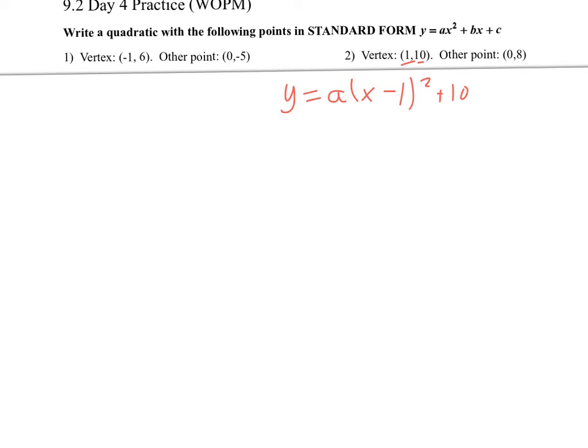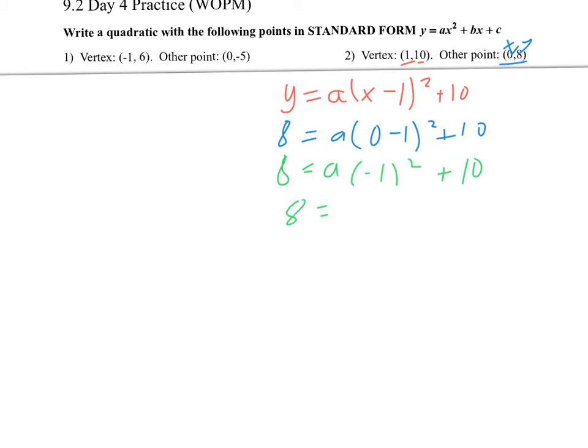All right, so now we need to find this a value, and to do that we use the other point as an x comma y. So I plug in the 8 right there. I'm going to leave a as a variable, plug in x. Now I've got to figure out what a is. So I'm going to do some PEMDAS here. So 8 equals a times -1 squared plus 10. And then we have to square that -1 according to PEMDAS, so that's going to turn it into 1a plus 10. So now we need to isolate a, so I'm going to subtract 10 over. So it looks like a equals -2.